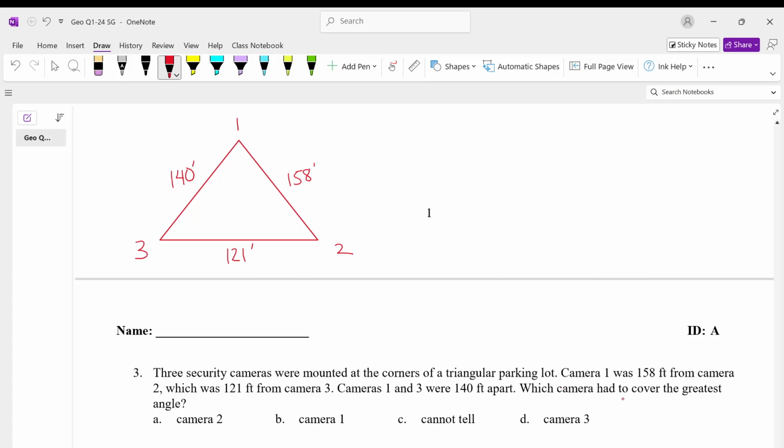Which camera had to cover the greatest angle? Well, the camera that had to cover the greatest angle is going to be opposite the longest side. So 158 is the longest side, and the camera opposite that side is going to be camera number 3.